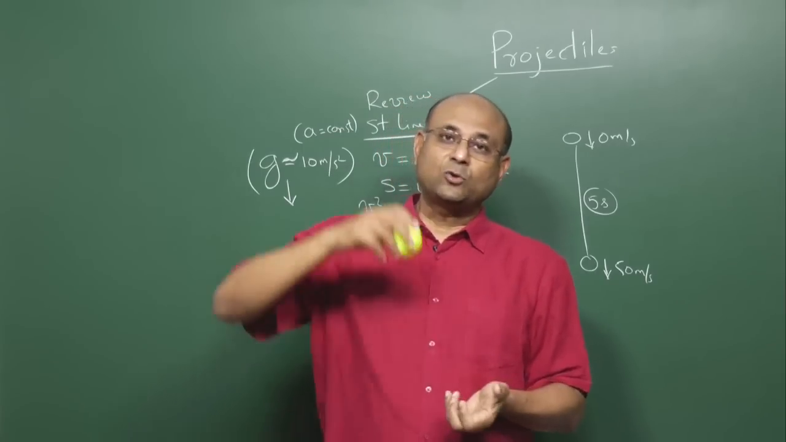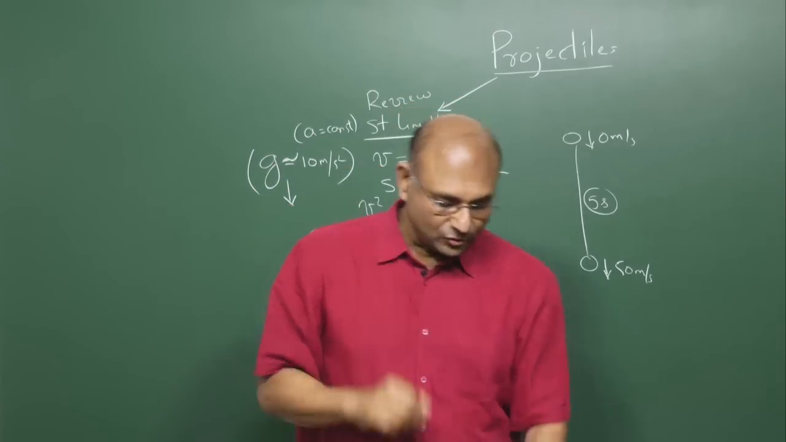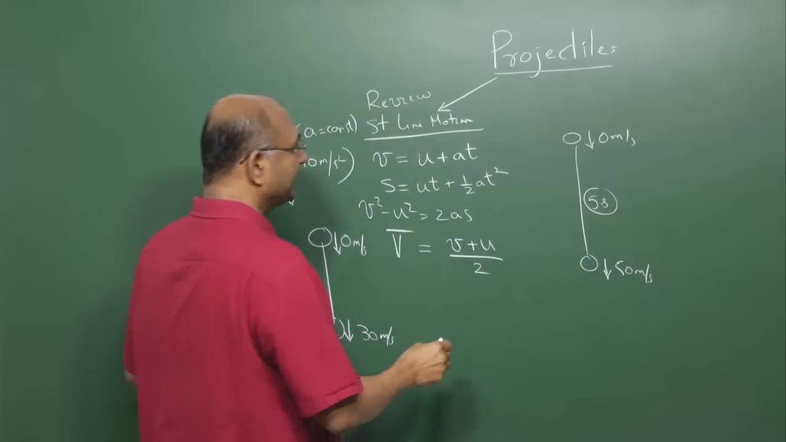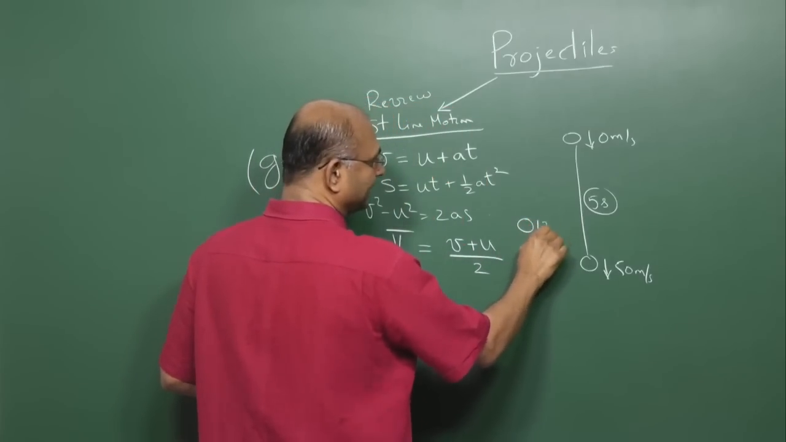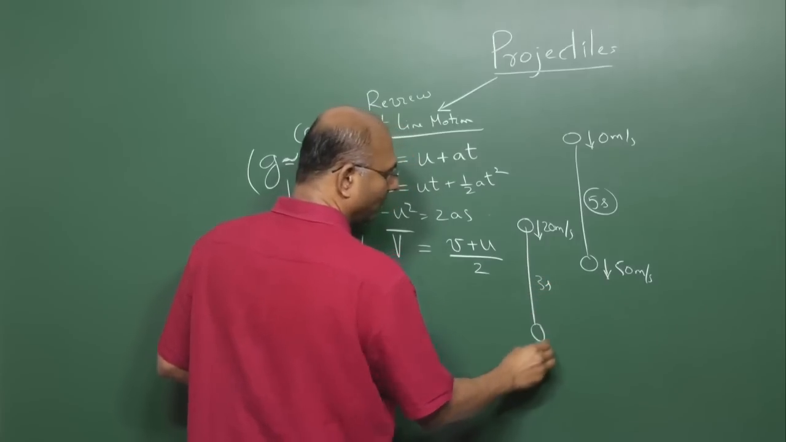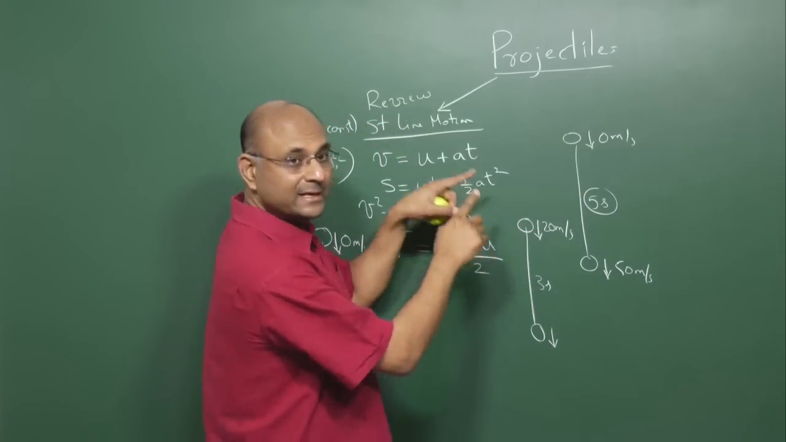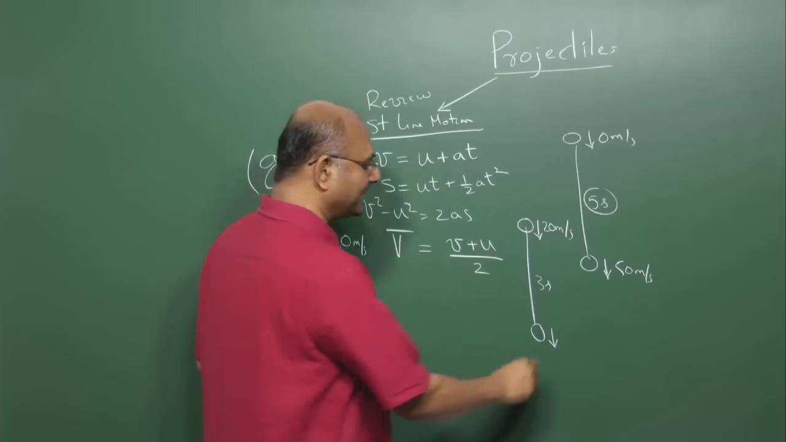Suppose I told you I threw this ball with 20 meters per second, and I asked you 3 seconds later, what would be its velocity? Then you know that 20 plus 10 plus 10 plus 10, that is 20 plus 30, so this is 50.